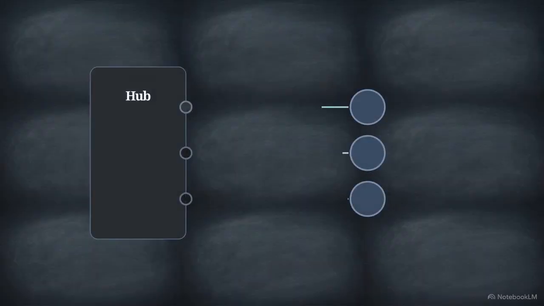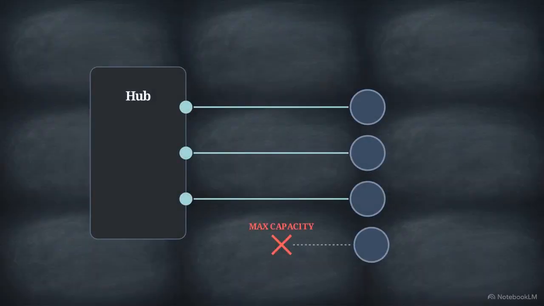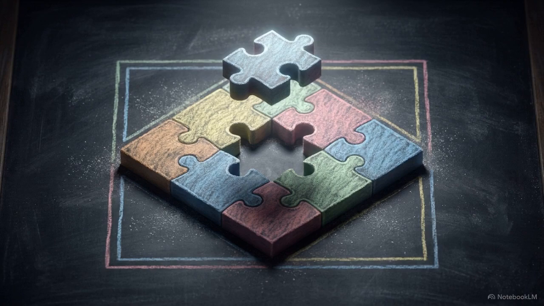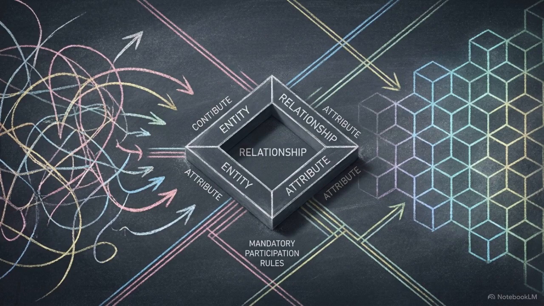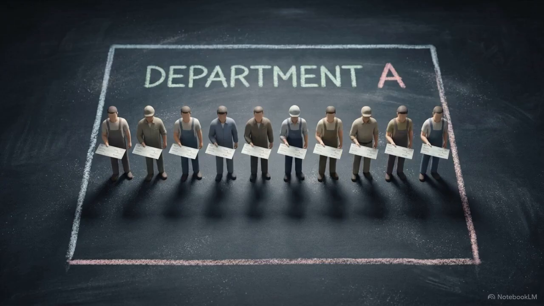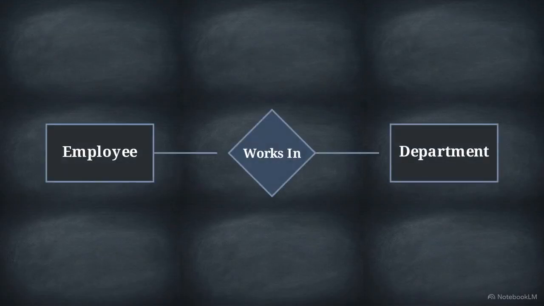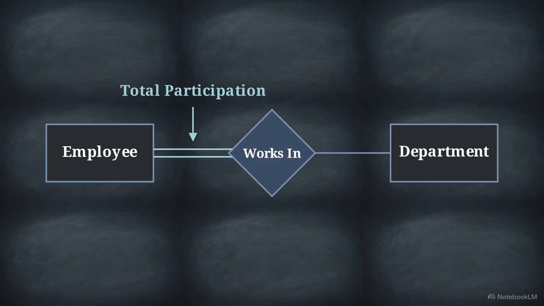Once we know the maximum number of connections allowed, we still have one missing piece. We need to know if the connection is mandatory. Architects handle this using a companion rule called a participation constraint. Think of a standard company payroll. Every single employee must be assigned to a department to get paid. Because the connection is mandatory for the employee, it's called total participation.